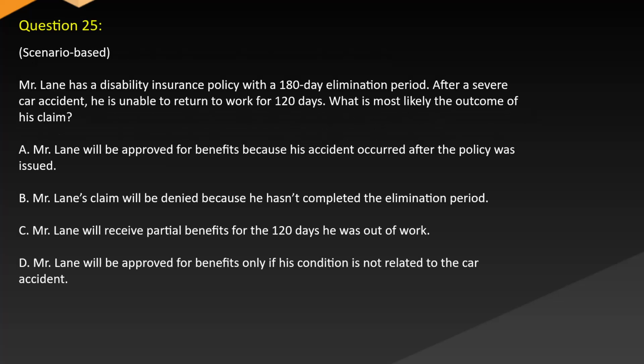costs. Question 25. Scenario-based. Mr. Lane has a disability insurance policy with a 180-day elimination period. After a severe car accident, he is unable to return to work for 120 days. What is most likely the outcome of his claim? A. Mr. Lane will be approved for benefits because his accident occurred after the policy was issued. B. Mr. Lane's claim will be denied because he hasn't completed the elimination period. C. Mr. Lane will receive partial benefits for the 120 days he was out of work. D. Mr. Lane will be approved for benefits only if his condition is not related to the car accident.